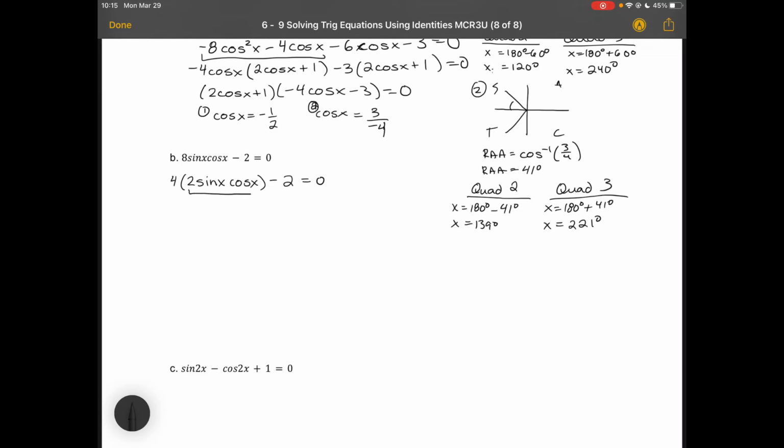Now what I can actually do here is 2 sine x cos x is a double angle formula, and it is this identity here. This one is on your formula sheet. 2 sine x cos x equals sine 2x. So I'm going to replace this with sine 2x. And now I've got something that I can solve for here.